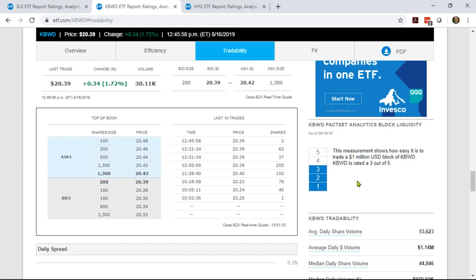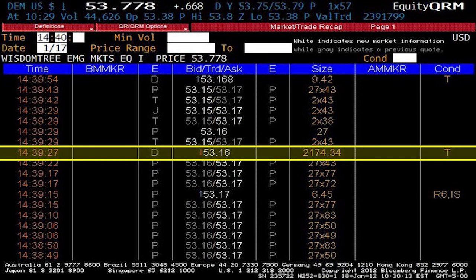So why does this matter? Well, I keep a file of interesting trades, and a fund like KBWD will have a harder time making a trade like this. This is a huge trade that came through with nary a blink from the market, and that's what we mean by block liquidity. XLE, on the other hand, could probably make trades like this all day long.